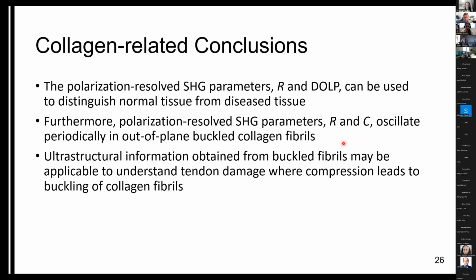So to conclude the collagenous tissue section, we found that the parameters R and DOLP can be used to distinguish normal tissue from diseased tissue. We also found that R and C oscillate periodically in out-of-plane buckled collagen fibrils. And again, this information may be applicable to understanding tendon damage where compression leads to buckling of collagen fibrils.